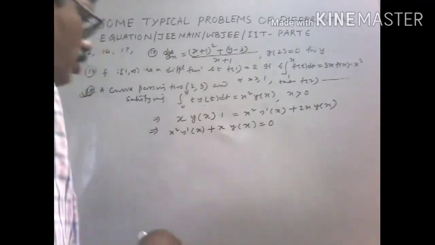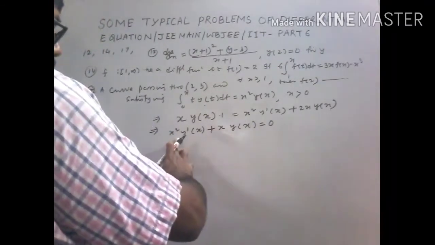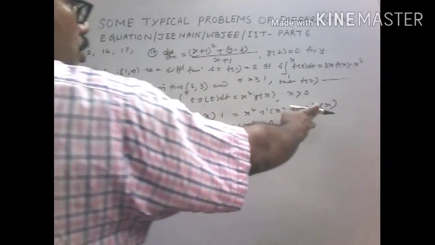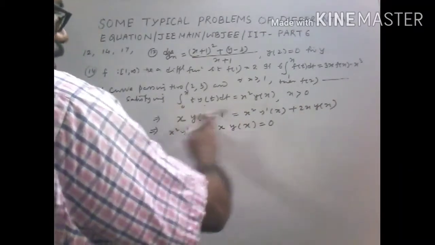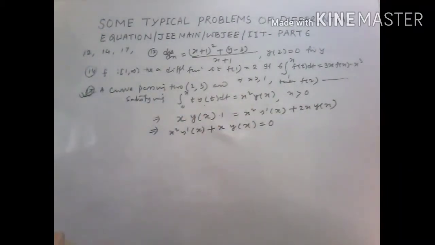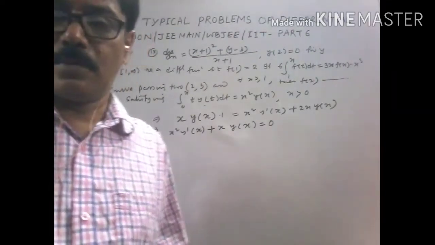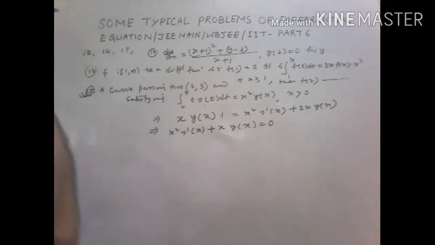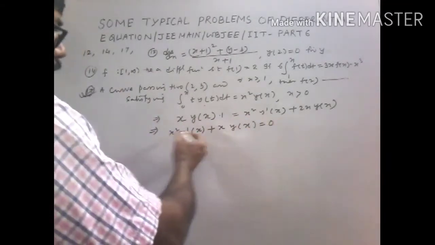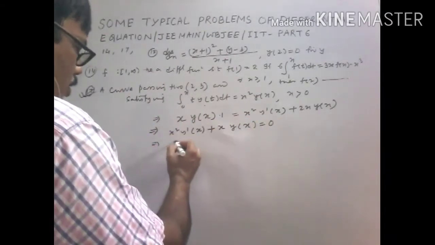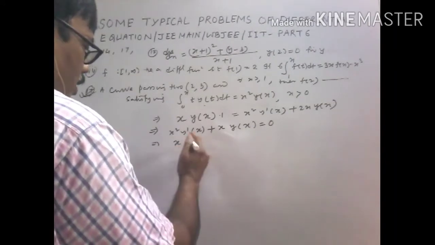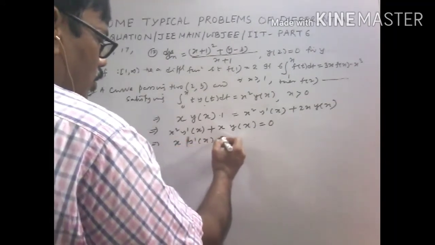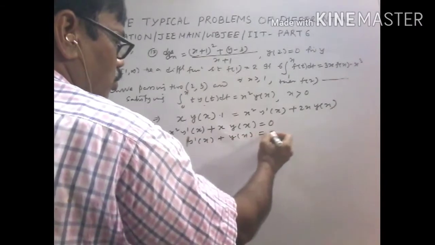So this is x² into this. This is 2x, 2x and x, so 1x is cancelled out. So since x is not equal to 0, we cancel 1x, and we get x y'(x) plus y(x) equals 0.